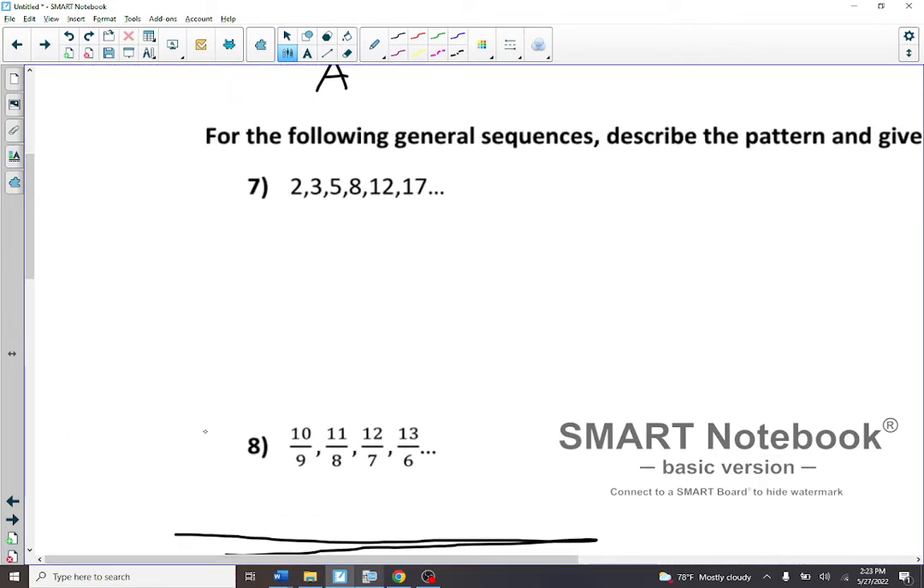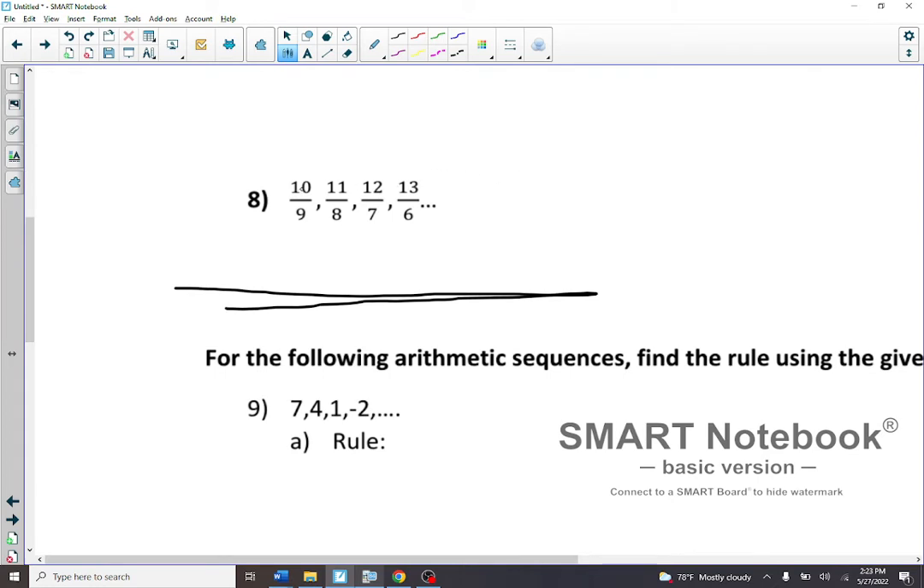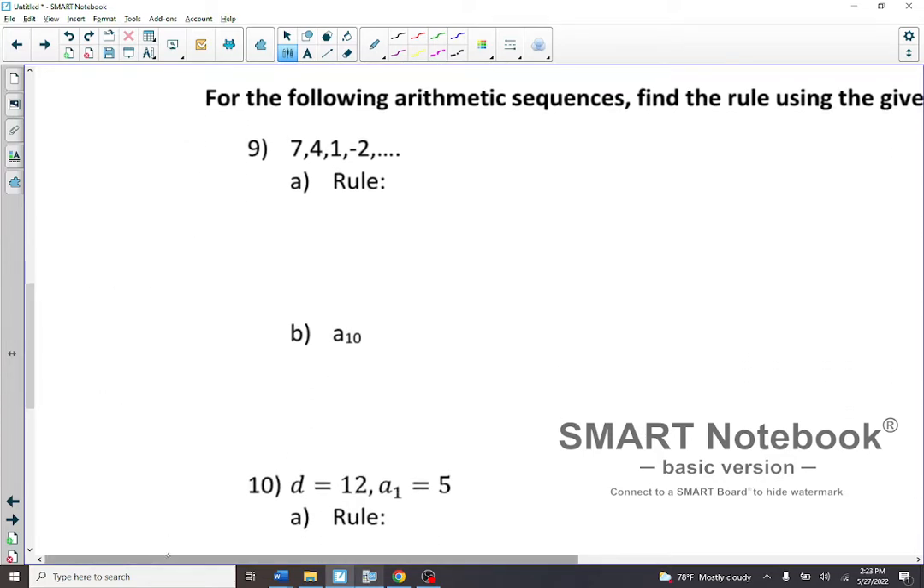Describe the pattern and give the next term. So this is plus 1, plus 2, plus 3, plus 4. We could figure out the pattern, plus 5. So the next pattern must be plus 6, which means it must be 23. Here, the top and bottom are separate. So 10, 11, 12. So this is plus 1 on top. Well, this is minus 1 on the bottom. So the next one is going to be 14 over 5. Again, I'm not asking you to make the equation. I'm just asking you for the pattern.